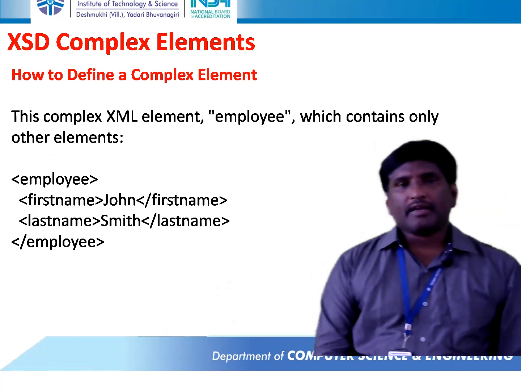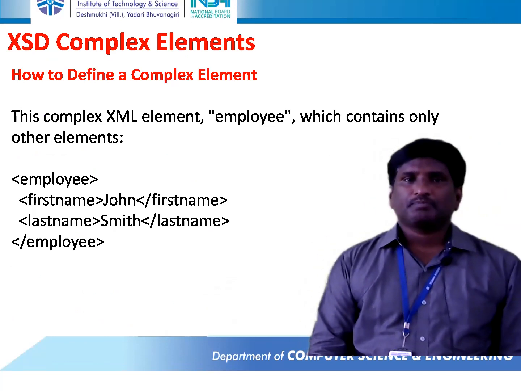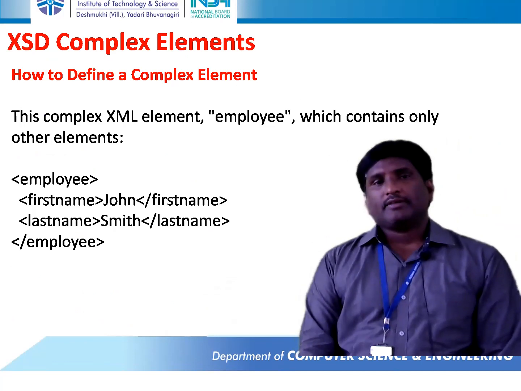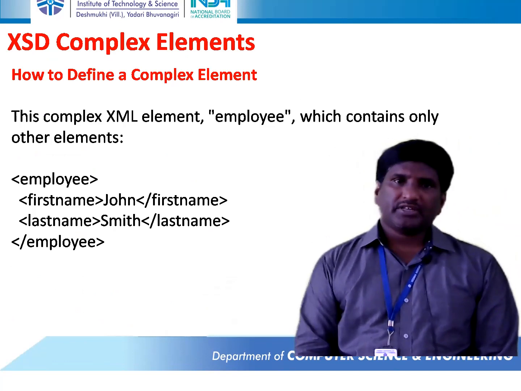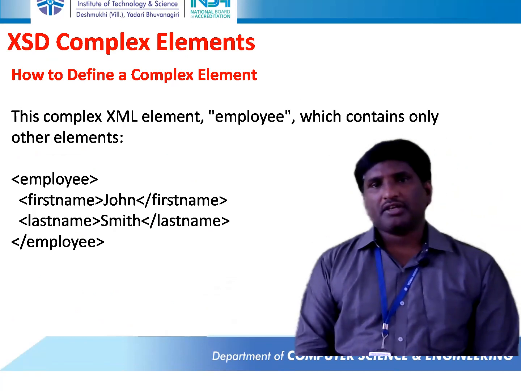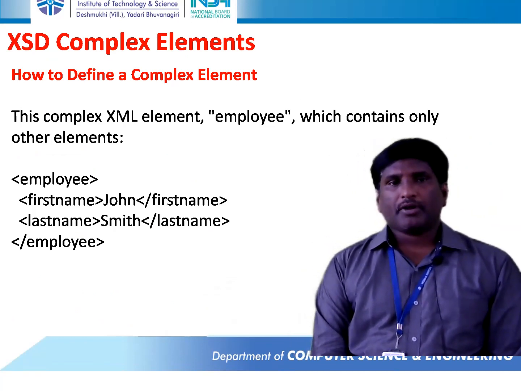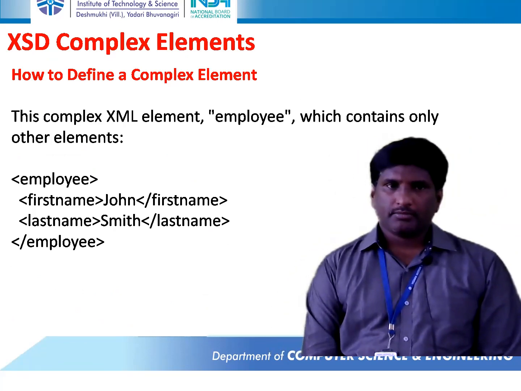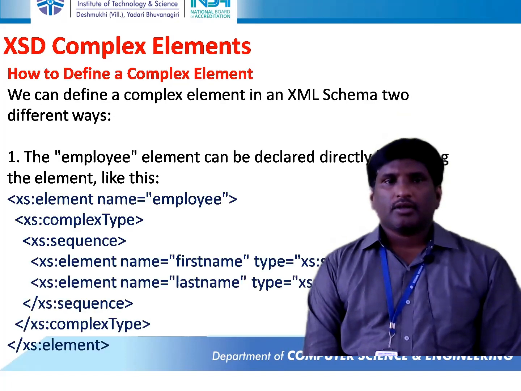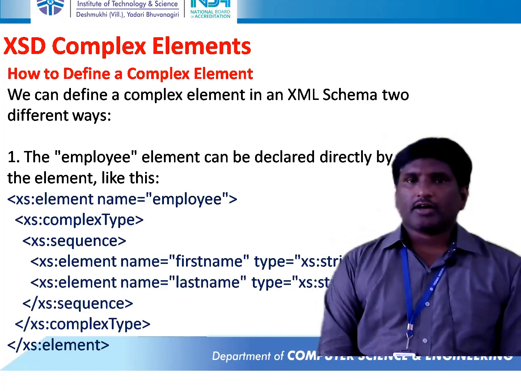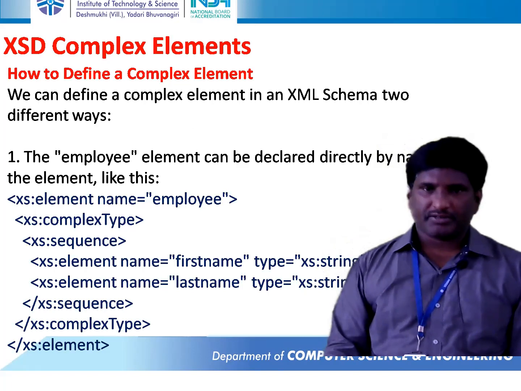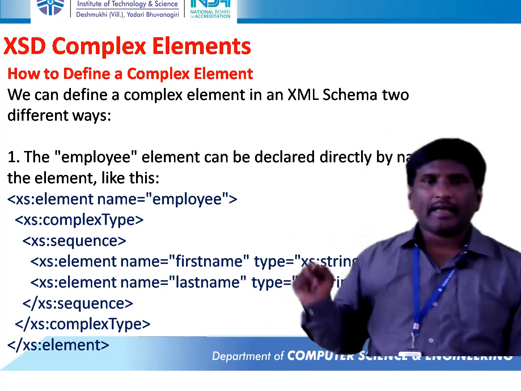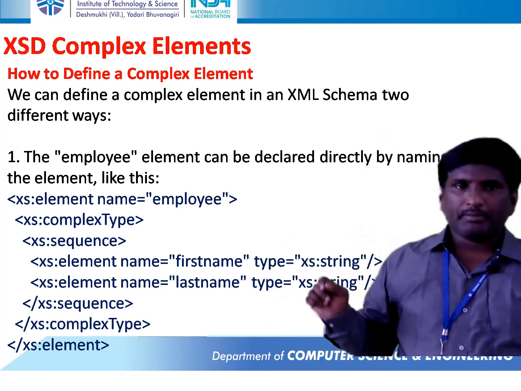So how can we write these things in XML schema? We'll learn how to define a complex element. Suppose here the example employee, which contains only other elements. So employee has two sub elements, first name and last name. For this, how can we write? We can define a complex element in XML schema in two different ways. For this employee element, we declare it directly by naming the element like this.